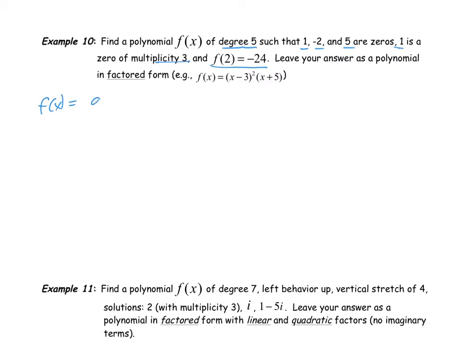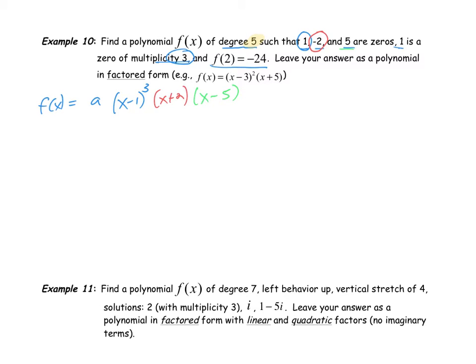So f of x, I don't know the leading coefficient, so I'm going to write a. And then we have a zero at 1. The zero at 1 gives us the factor x minus 1. And that zero has a multiplicity of 3, which means I'm going to take x minus 1 to the third power. We have a zero at x is -2. That's going to give us a factor of x plus 2. And we don't know the multiplicity yet. I'm just going to write it down, and we'll think about that next. And then we have a zero when x is 5, and that's going to give us a factor of x minus 5.